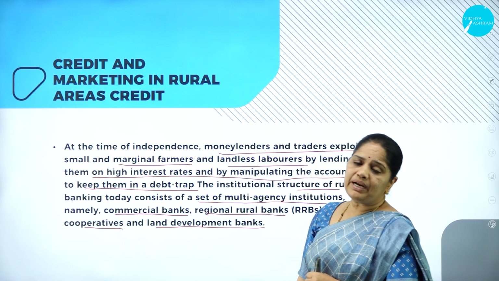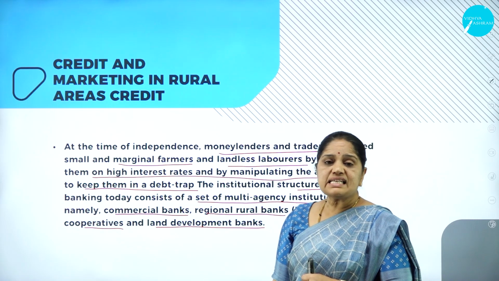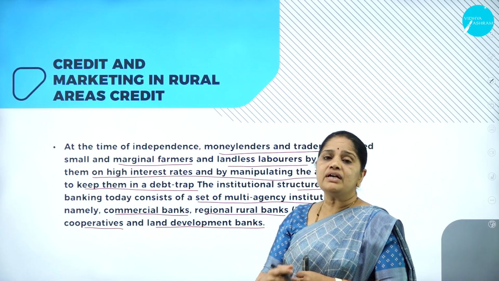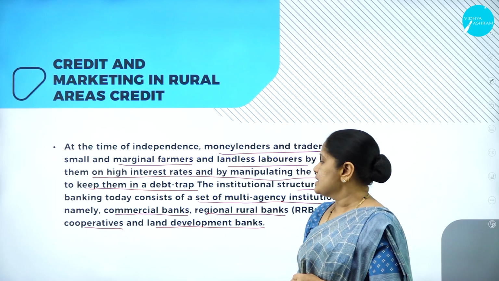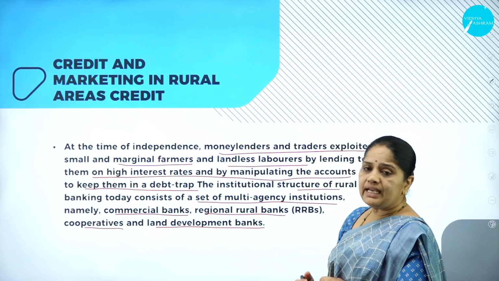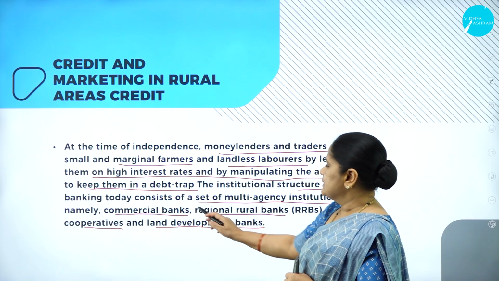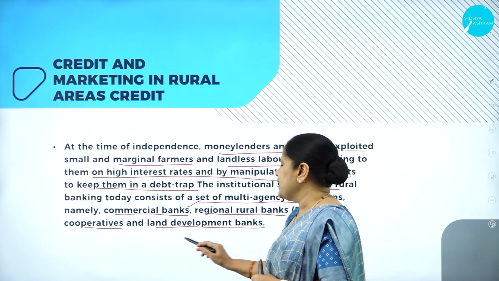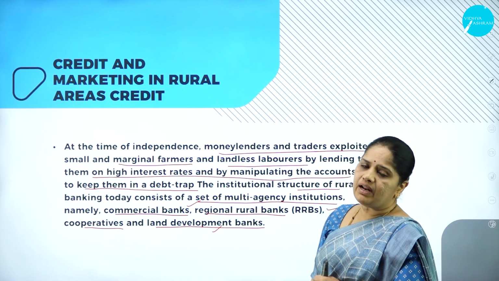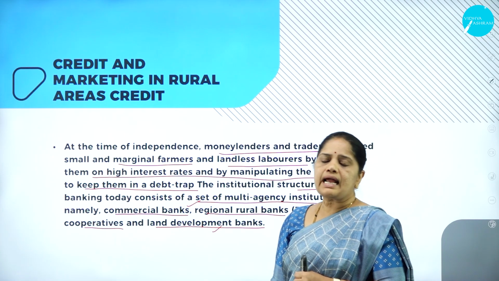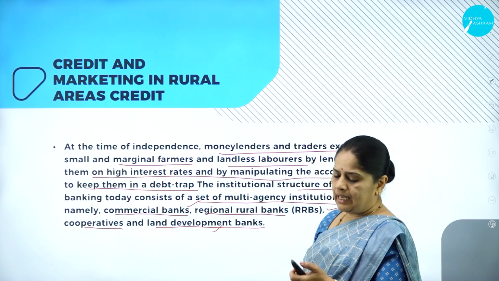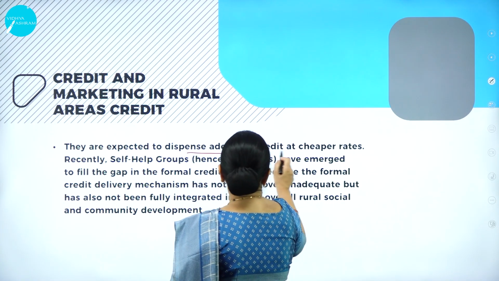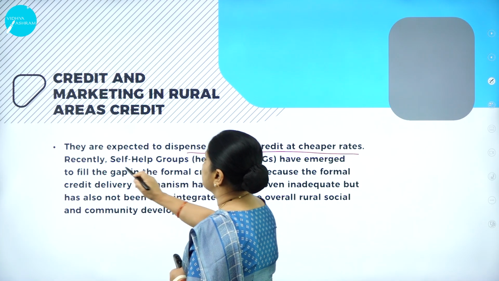But after independence, we can see that there is a rise in the number of institutions which have come forward for lending to the farmers. So, we have seen multi-agency institutions like the commercial banks, the regional rural banks, cooperative banks, and the land development banks. All these are actively participating in rural credit. Now, they are expected to dispense adequate credit at cheaper rates.